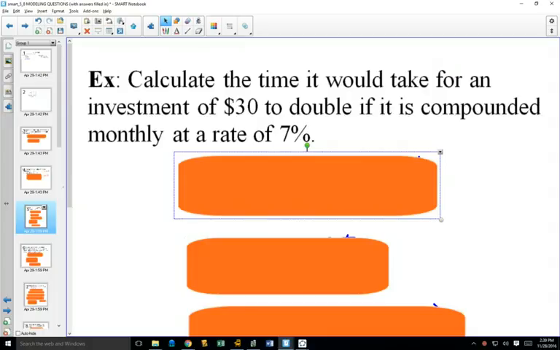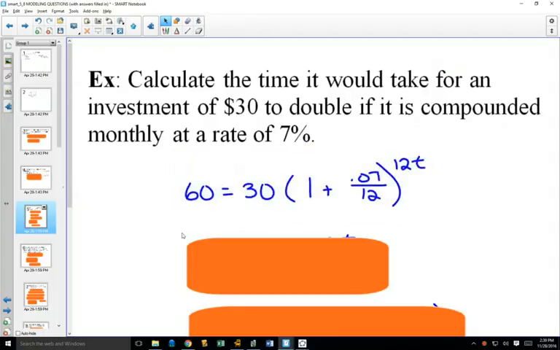Setting up our equation, if it doubles, it starts at 30. It's going to go to 60. And now we're solving for t, and t is in an exponent. So this is an exponential equation. And how do we solve exponential equations? We solve exponential equations with logs.